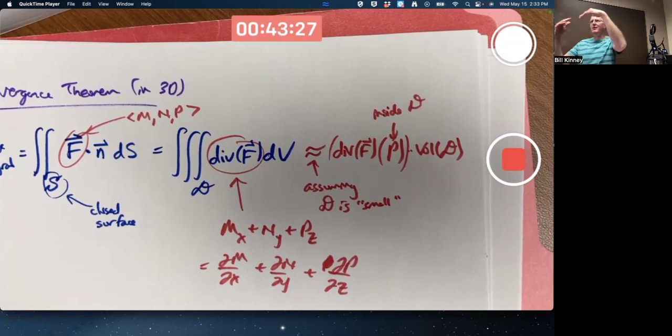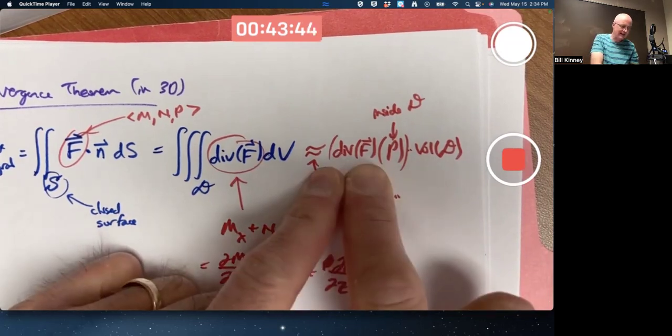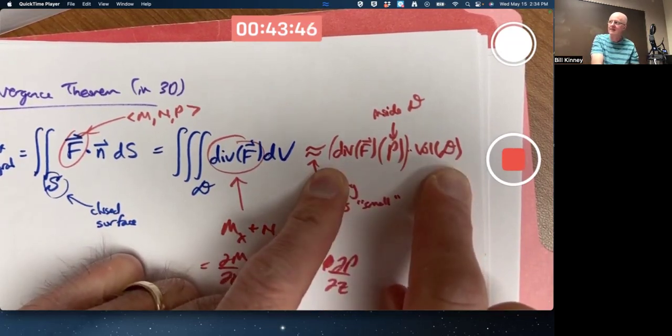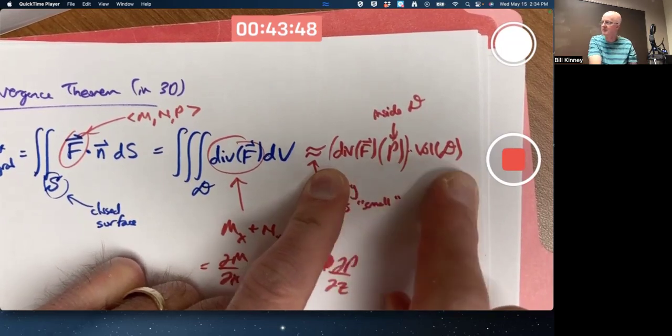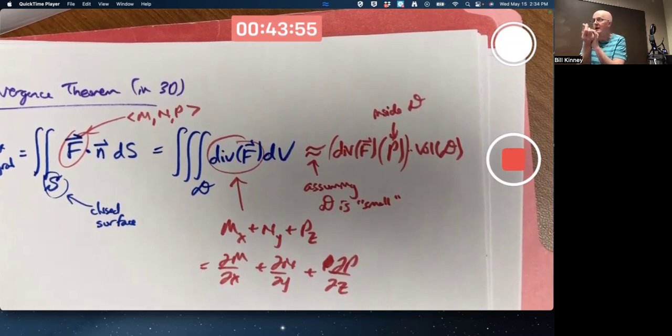Just as an integral of a regular calculus 1 or 2 function is the area under the curve, and you could approximate the area under the curve by a rectangle, the area of a rectangle, base times height. Something analogous is going on here. That's kind of like the height, that's kind of like the base. Value of the function times the volume instead of value of the function times a small length for a regular one-dimensional integral.